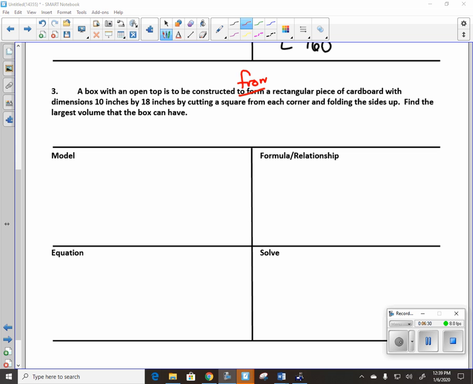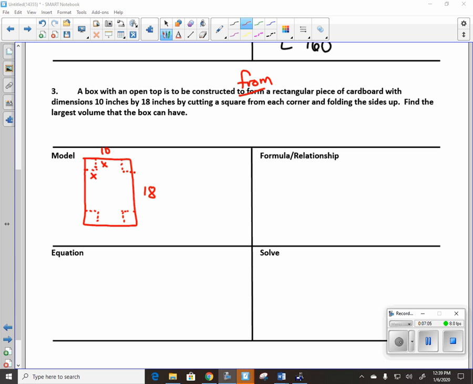An open box top is to be constructed from a rectangular piece of cardboard with dimensions 10 by 18. So I have this guy right here that measures 10 by 18. And I'm going to cut a square from each corner. Okay with the x by x? It says find the largest volume that the box can have.